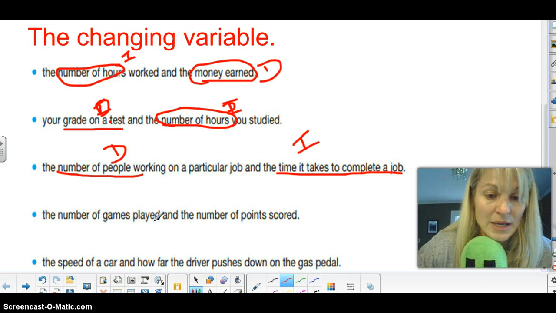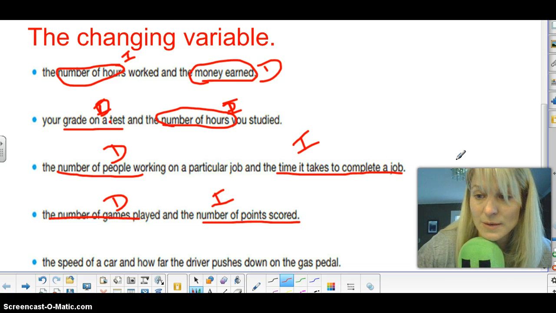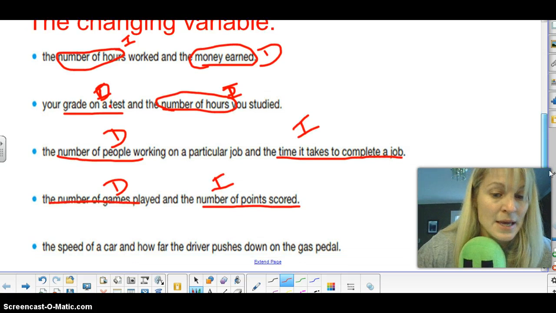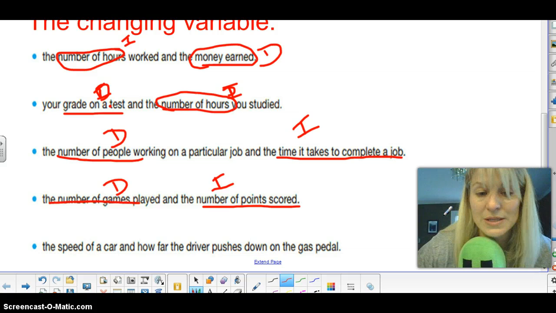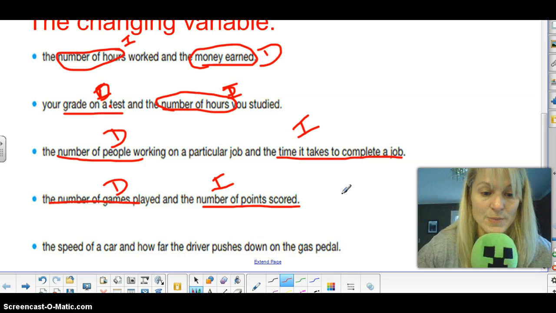The number of games played and the number of points scored. Well, obviously you want a lot of points to win the game, but that is going to be dependent on the number of games played. So this is going to be your dependent, and this is going to be your independent. Okay? Hopefully it's making sense. And the last one, the speed of the car and how far the driver pushes down the gas pedal. You try that one at home. Which one's going to be independent and which one's going to be dependent? The speed of the car or the gas pedal?